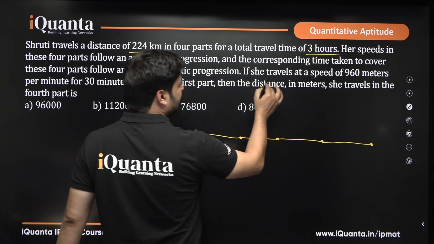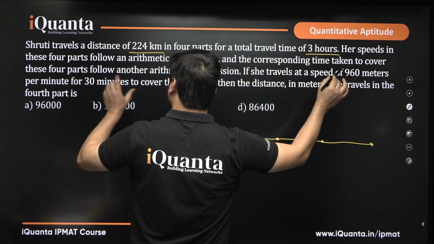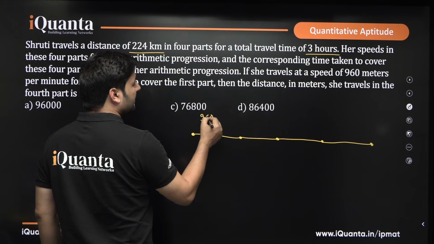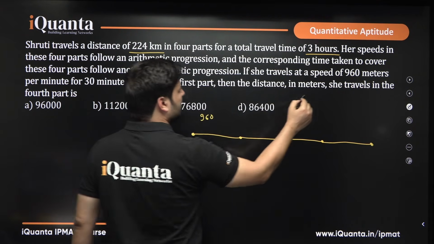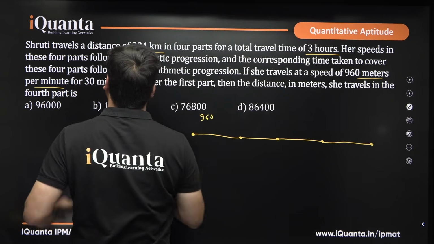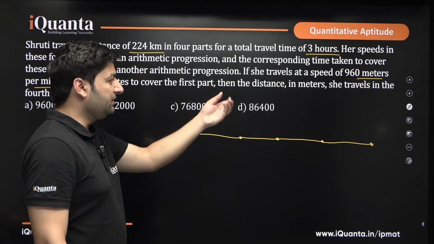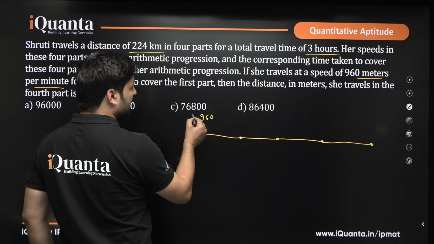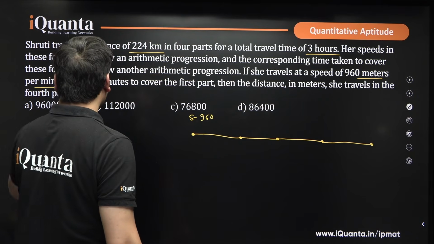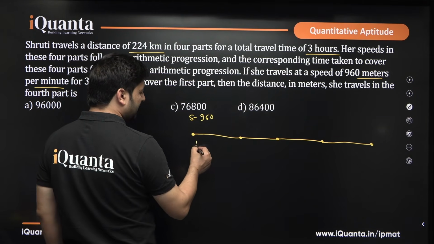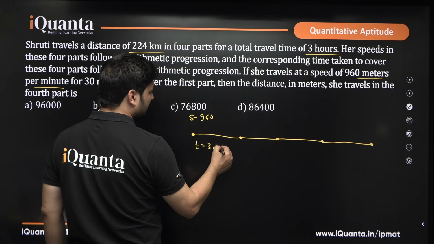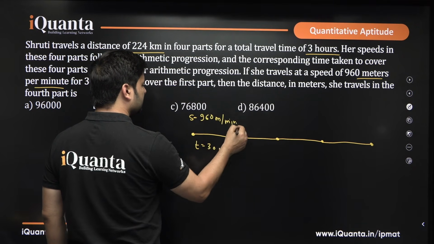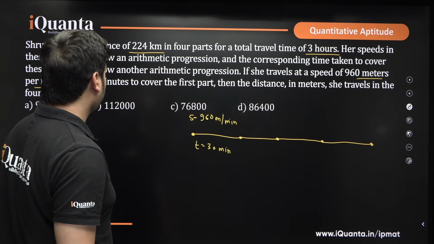We were given that she travels at a speed of 960 meters per minute for 30 minutes to cover the first part. So, that means speed here is how much? 960, and we will keep in mind that this is meter per minute, okay. Usually in questions you have speeds in kilometers per hour, meter per second, here it is meter per minute, okay. So, first part that she covered at a speed of 960 meters per minute for 30 minutes. So, the time that she is taking here is 30 minutes, okay. So, 960 meters per minute is the speed and this is the time taken, okay.